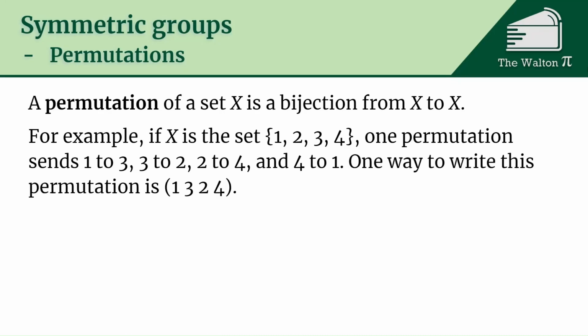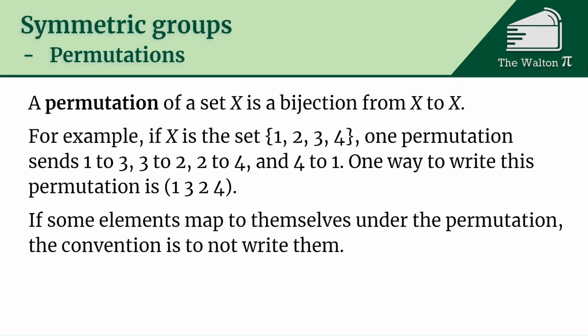A common way that we write this is just listing them in the order that they map to. So 1 goes to 3, then 3 goes to 2, 2 goes to 4, and 4 goes back to 1. So we would just list this as (1 3 2 4). We could have also written this as (3 2 4 1), (2 4 1 3), or any other loop that goes in that order. The convention is just to start with 1 if possible. So that's how we would write this permutation.